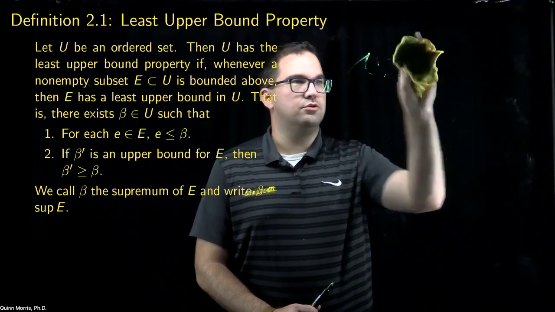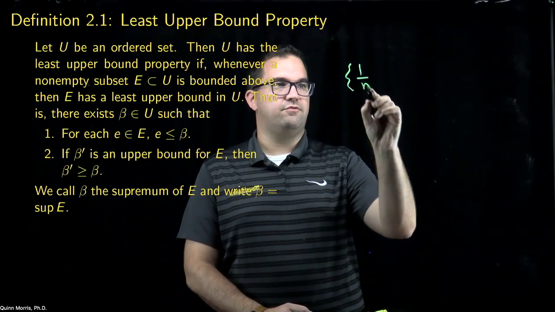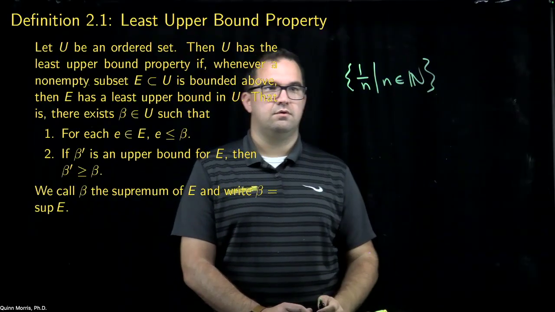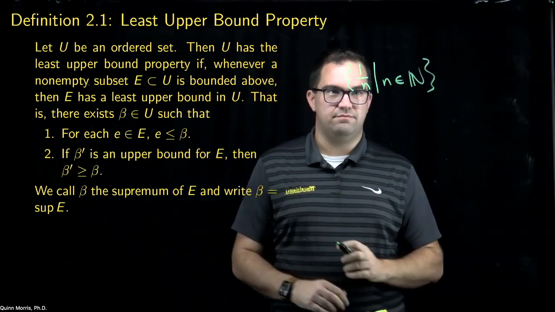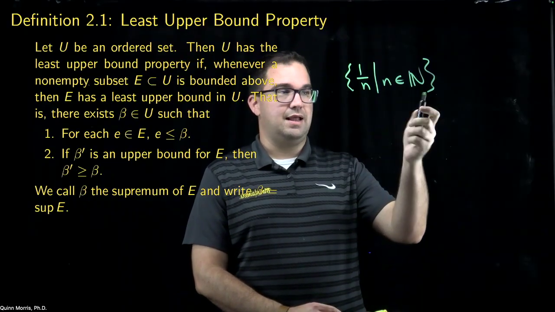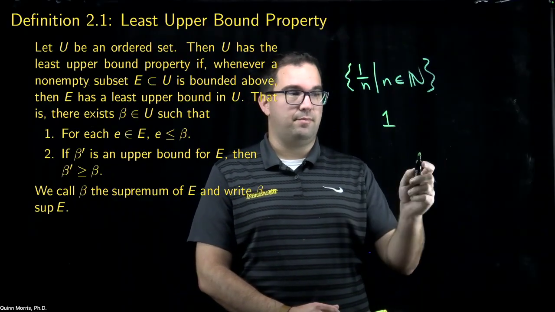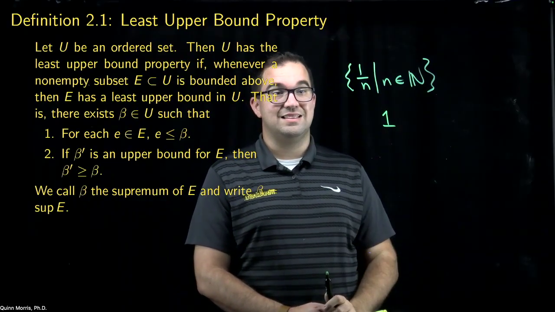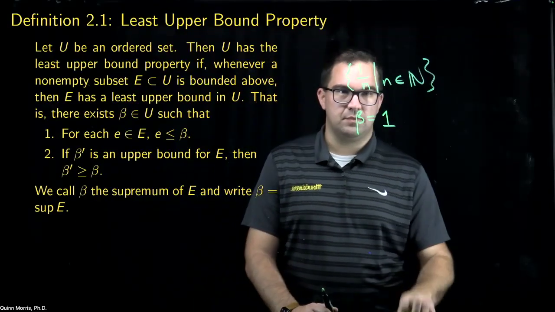You can do this for sets that aren't just intervals. So you can also take, for example, all the numbers of the form 1 over n, where n is a natural number, right? So again, this is just a collection of isolated points. But if I were to look at this, it has an upper bound, which is just 1, right? It also has a bunch of other upper bounds, 52, 17, anything bigger than 1 will work. But 1 is the least upper bound. So here, our beta would be 1.